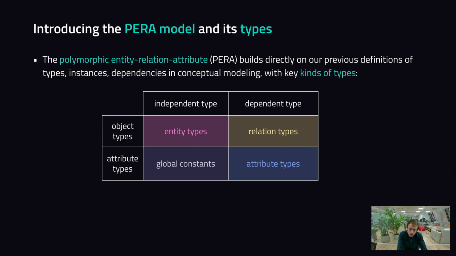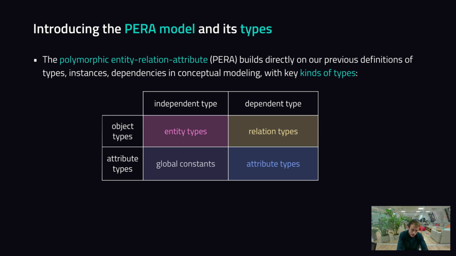But starting from the beginning, introducing the PR model, well, PR stands for Polymorphic Entity Relation Attribute Model. And the model builds very directly on these previous definitions, which I just went through. So the definitions of types, concepts, of instances, of dependencies, and of the distinction between values on one hand and objects on the other, or attribute types on one hand, object types on the other.